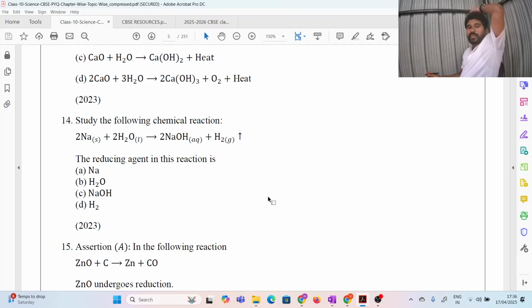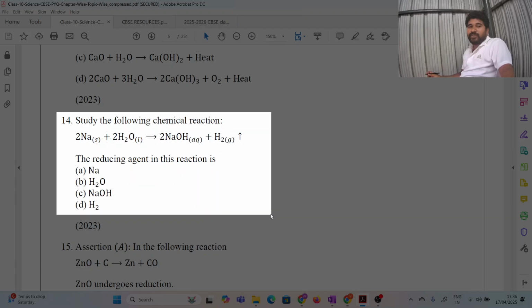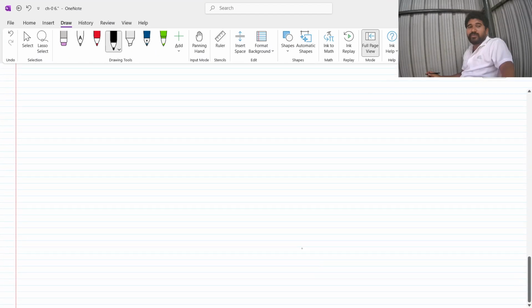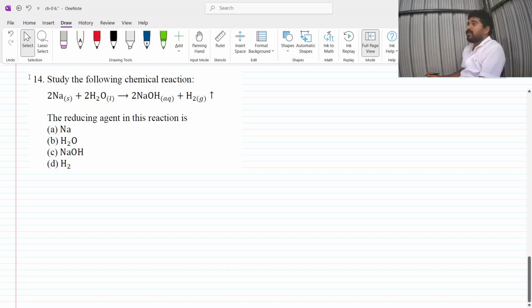Now, study the following chemical reaction. Okay, who is the reducing agent? Don't answer. I will ask particularly someone. 14th question. I will ask someone. They have to answer. Now observe here. Look, I stand up. Which is the oxidation reaction here?